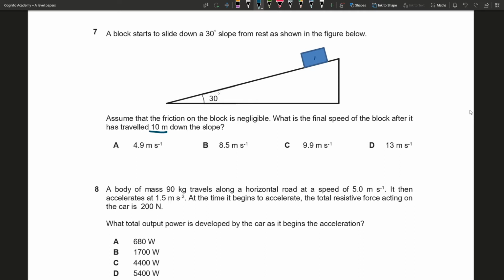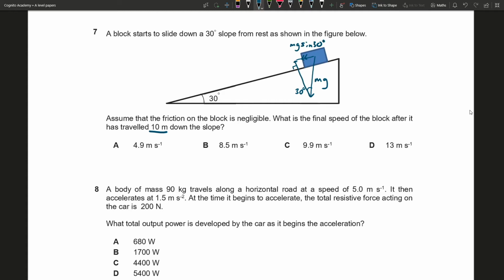Alright, so let's try to draw a free body diagram to find out what the resultant force on the block is. Here we have the weight of the block, and here we have the normal reaction force to the block, and the resultant force of the block is here, parallel to the incline of the slope. Because the normal reaction force is perpendicular to the incline of the slope, this angle is 30 degrees. If we do our trigonometry, that means that this resultant force is mg sin 30.